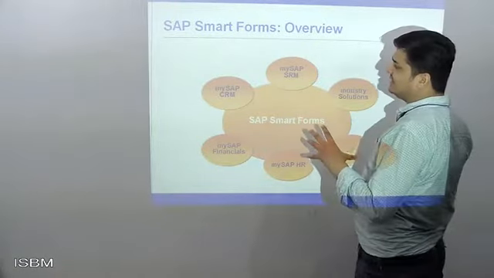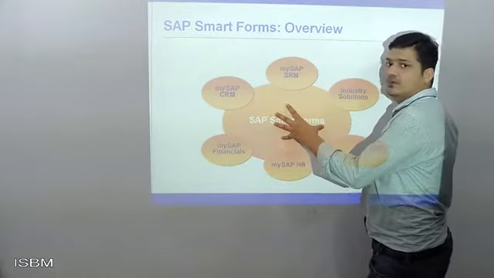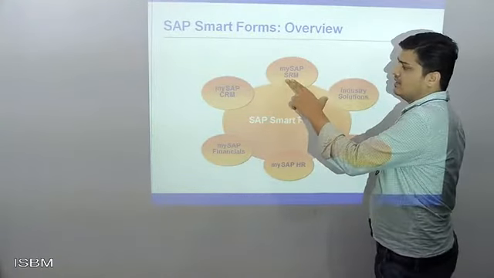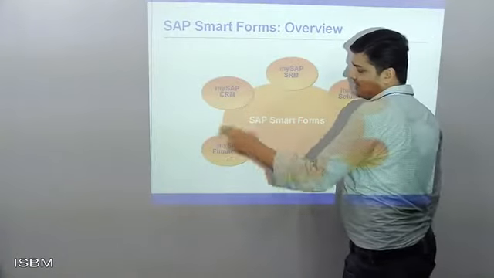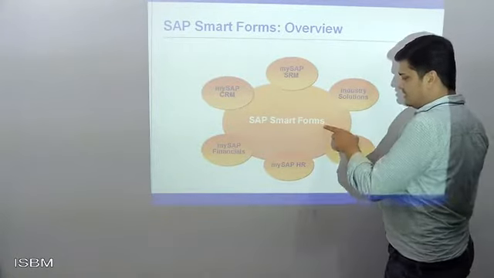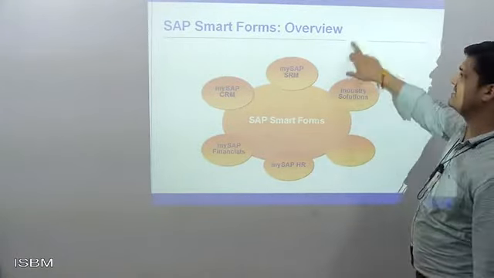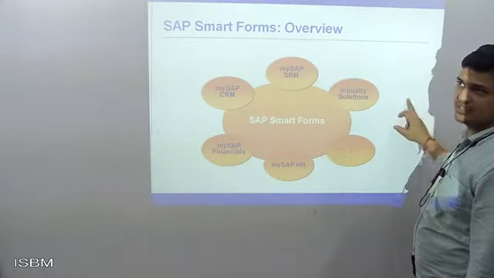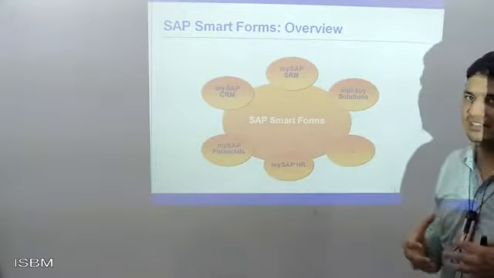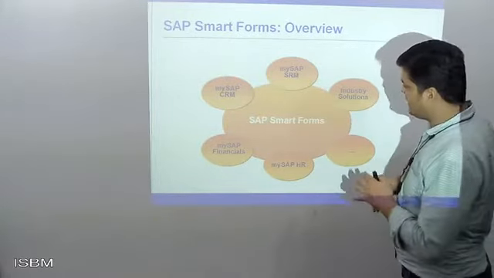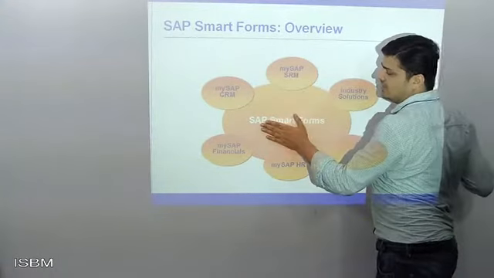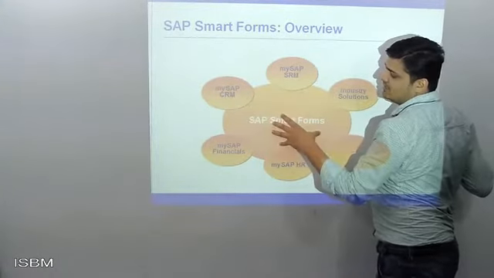So here it is showing that SAP Smart Form can communicate with anything. Either they can communicate with the SRM, CRM, finance, HR. There are a lot of other things there. We can see SD, sales and distribution. They can work with MM, PP, production and planning. So it can work with anything. From anywhere, if the SRM wants to do some printing, they can communicate with SAP. The CRM can communicate with SAP.